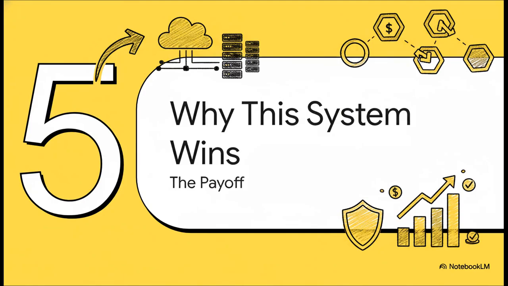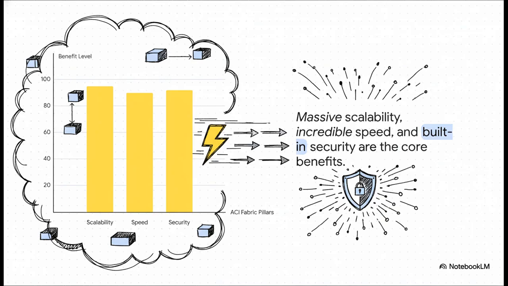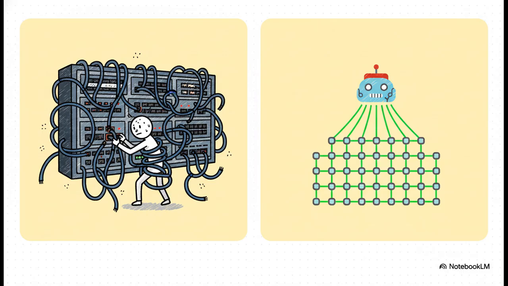So now that we've seen how it all works, let's get to the big question. Why? What's the payoff? What are the real benefits of sending our packet on this cool, efficient journey? Really, it all comes down to 3 huge wins. First, scalability. It's massive, all thanks to those 16 million VXLAN segments. Second, speed. It's just incredible because those spine switches in the middle are doing one simple thing, routing packets as fast as possible. And third, security. Like we just saw, it's baked right in, enforced at the edge by the leaf switches before anything bad can happen.